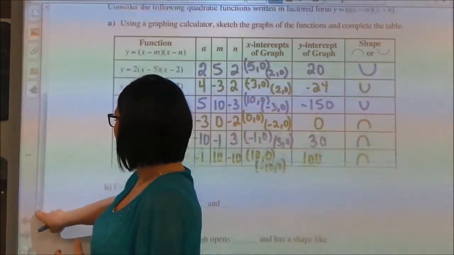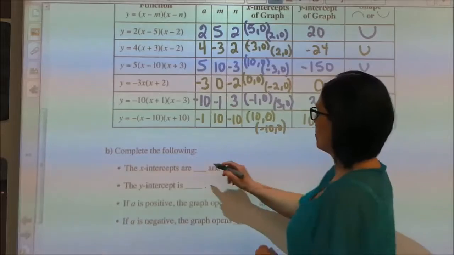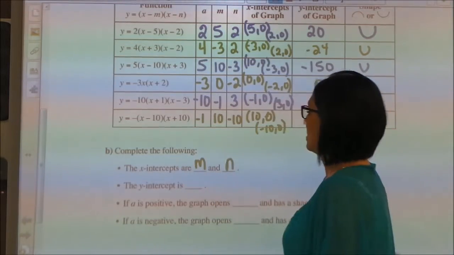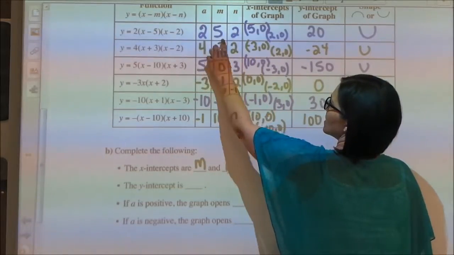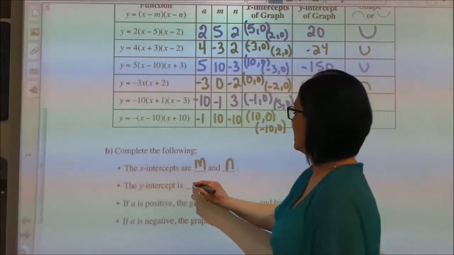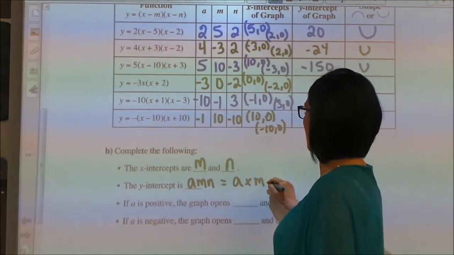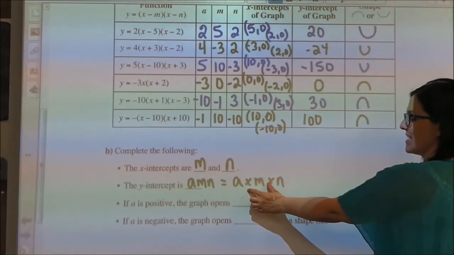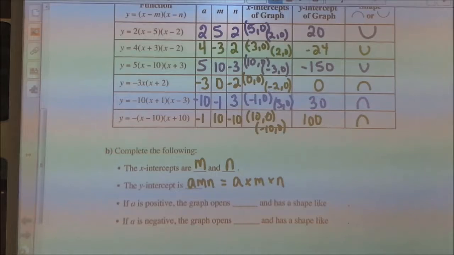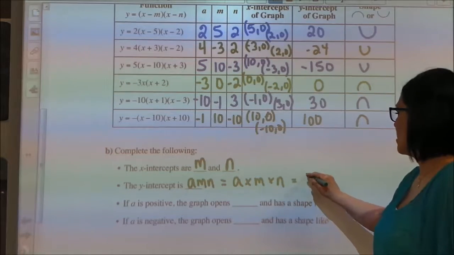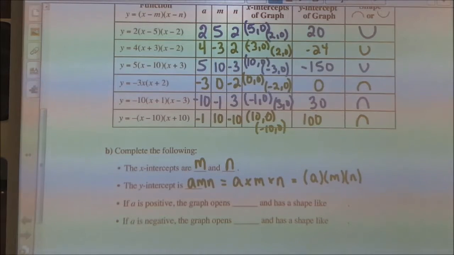So the patterns, hopefully, that we notice is that the x-intercepts match up to the value of m and n. The y-intercept, these numbers here, is the product of these. So I can write it as AMN, which is the same as a times m times n. We typically don't like using these multiplication signs because when we deal with letters, they start to look like x's. So the other way we could do this is we could use brackets to show that we're multiplying all of these.